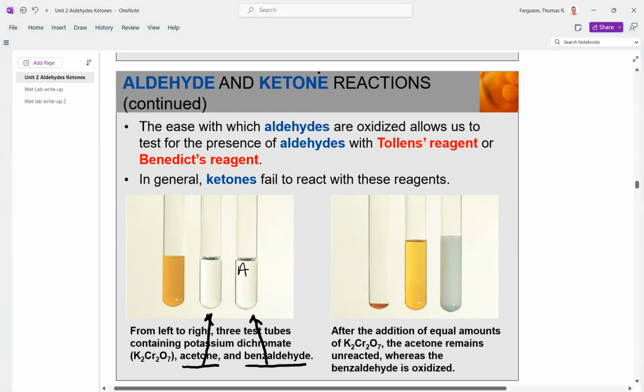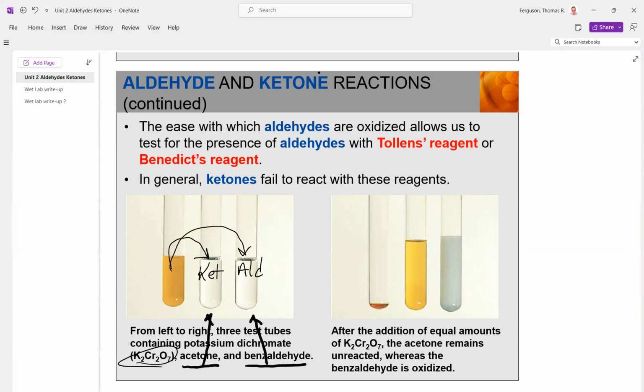So this would be aldehyde, ketone. So we're going to put an oxidizing agent in there, potassium dichromate. Now you don't have to worry about potassium dichromate. All you need to know, it's an oxidizing agent. That means it's going to oxidize something if it can. If it's oxidizing something, it's going to change color to indicate that the reaction happened. So when we dump that oxidizing agent into the ketone and into the aldehyde, two things happen. Nothing here and there. As soon as this changed color to this kind of a grayish green or grayish blue, we know that a reaction took place.